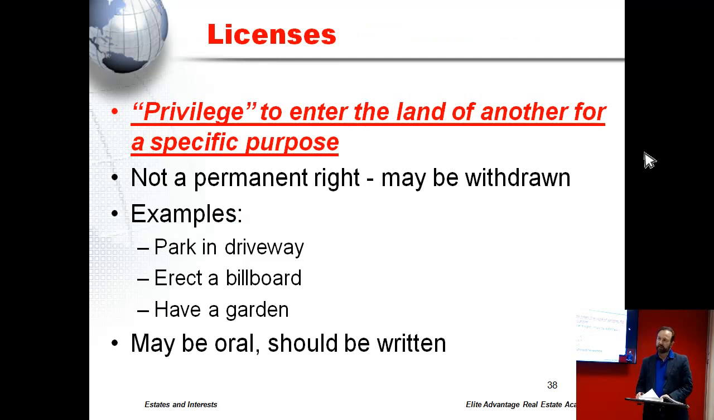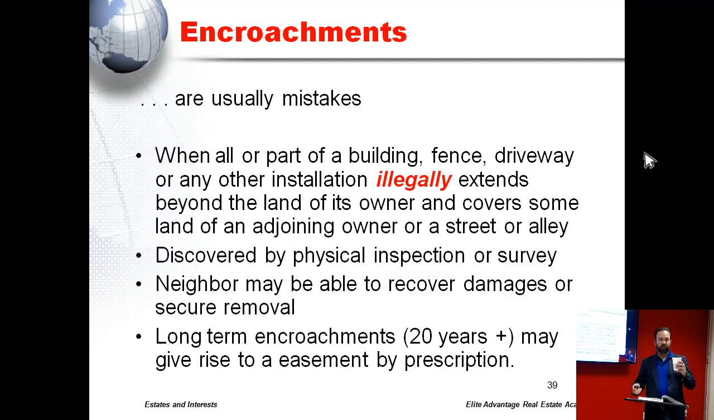Licenses. Well, you're about to get your broker's license, real estate license. It's a privilege. Driver's license, it's a privilege. All right? We need to remember that. That's permission to enter land of another for a specific purpose. That is called a license. It's not permanent, may be withdrawn. Examples would be park in the driveway, put up a billboard, have a garden. These also could be oral agreements, meaning they could be verbal. We could have these agreements by just shaking hands. But they should be in writing. I always say if it's not in writing, it doesn't exist. Because we can have this out of nowhere.